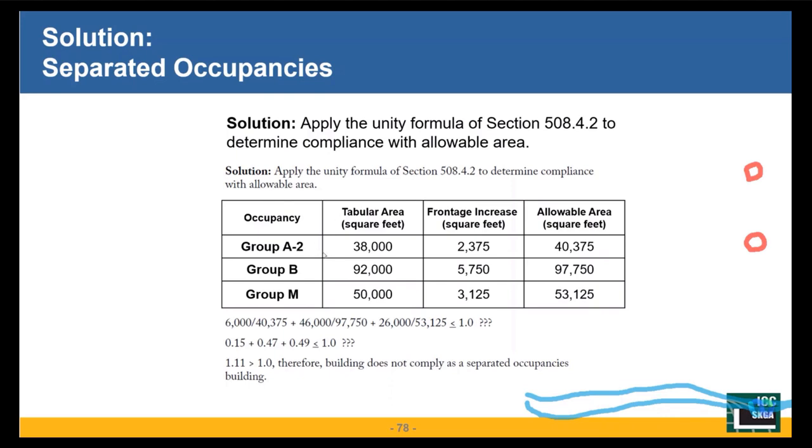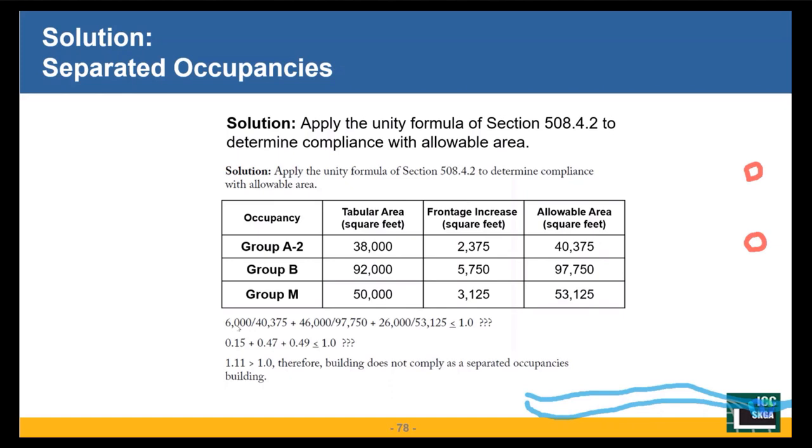So group A2, the allowable square footage from the table is 38,000. Frontage increase is 25%. So the allowable area is 40,375, similarly Group B and Group M. So now we determine the actual allowable area for each. So we divide the actual area by the allowable area.